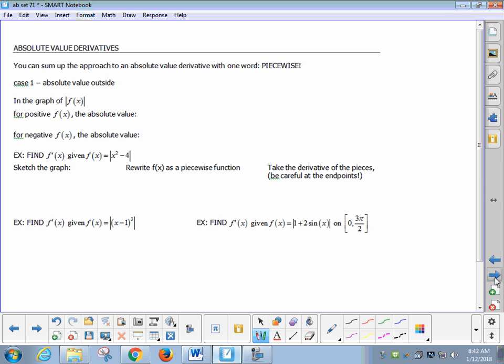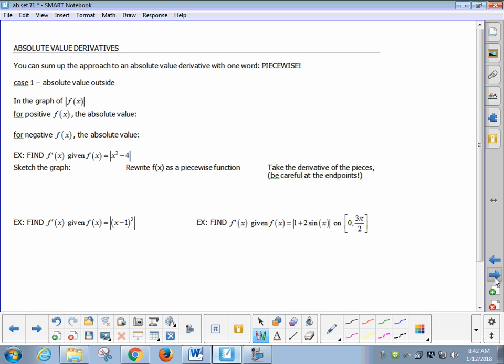Absolute value. I'm going to go a little beyond what the book does in preparation for, you'll see. But absolute value derivatives, you can sum up basically by one word: piecewise. You cannot do the derivative on an absolute value function by just saying, forget it, I hope it doesn't have any effect, I'll just pretend like the absolute value doesn't even exist. All right? You must address the issue.